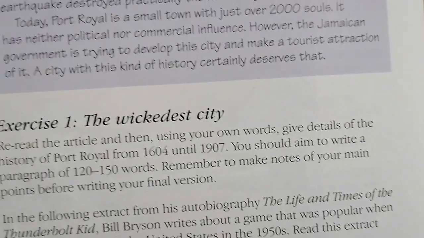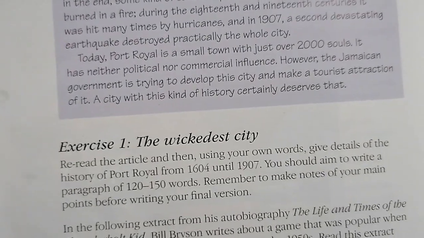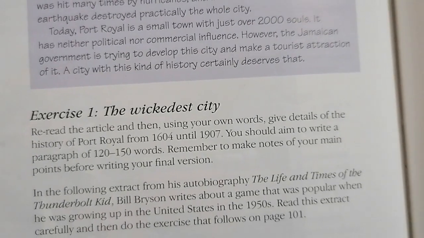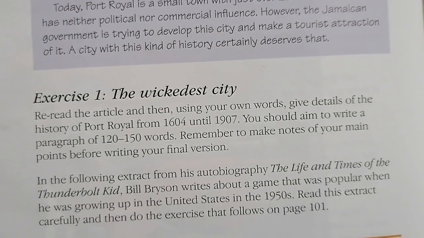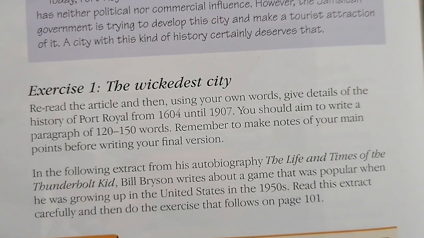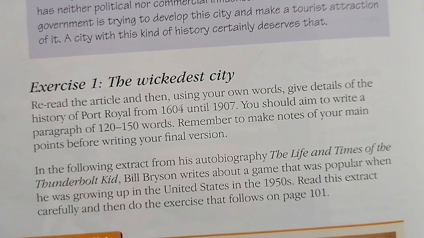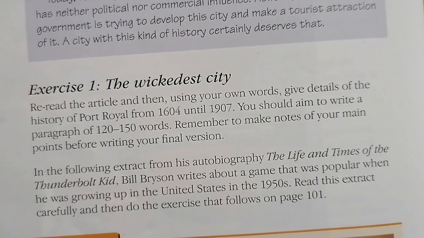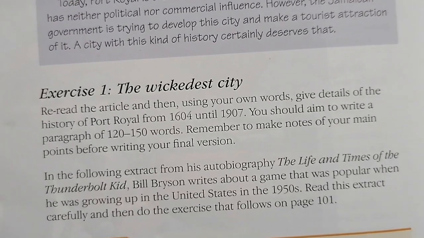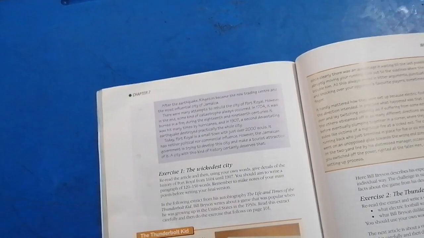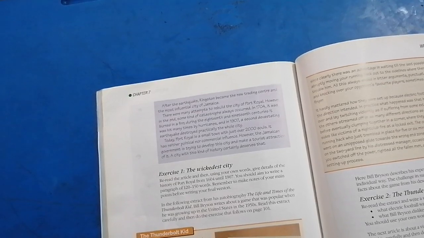Now, let's go to exercise 1. Reread the article and then, using your own words, give details of the history of Port Royal from 1604 until 1907. You should aim to write a paragraph of 120 to 150 words. Remember to make notes of your main points before writing your final version. That is the exercise that you're supposed to do.